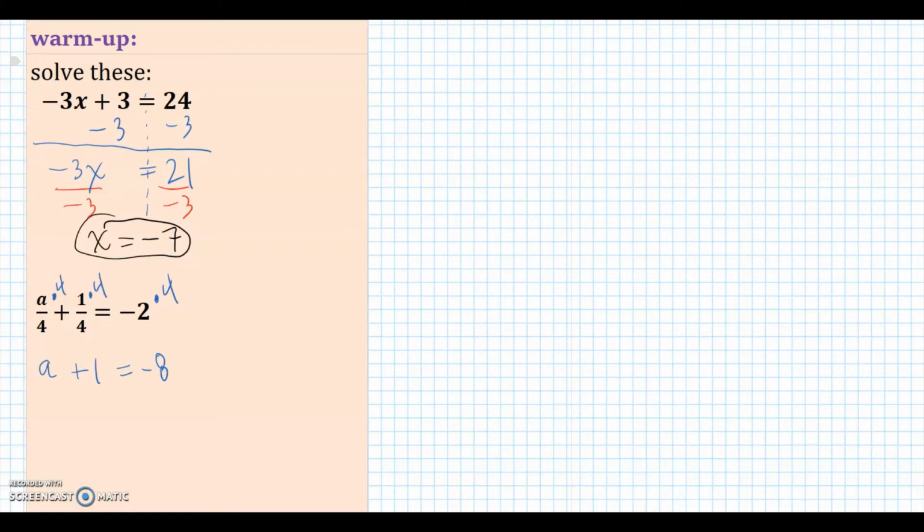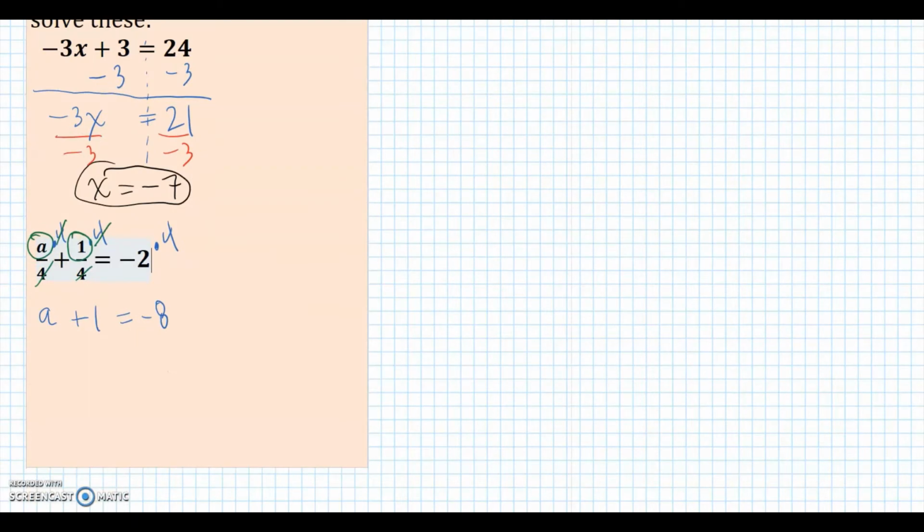The second one, I recommend the fraction buster. So multiply every term by the denominator, 4. And when you do that, all the terms with the denominator 4 cancel with the 4 up top, because 4 divided by 4 is 1. Just be careful you don't miss what's left. A plus 1 equals 4 times negative 2, or negative 8. Then it's like you've been doing since you were a small child. Subtract 1 from both sides. A equals negative 9.